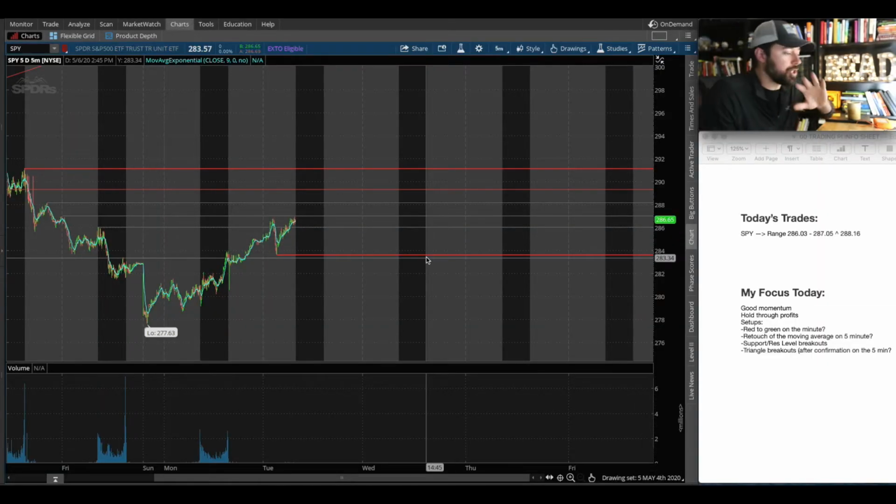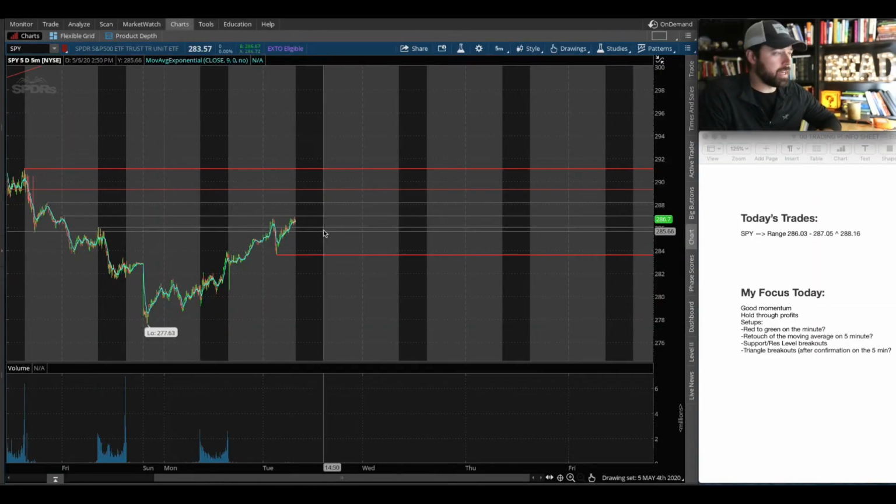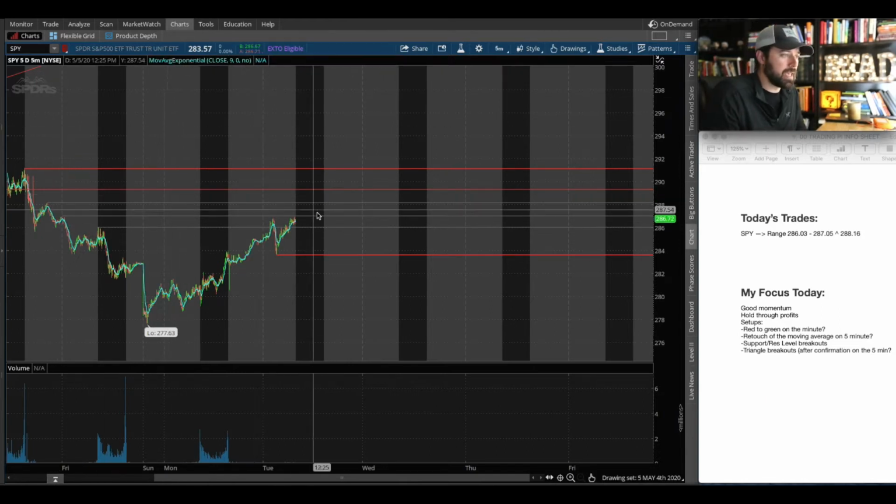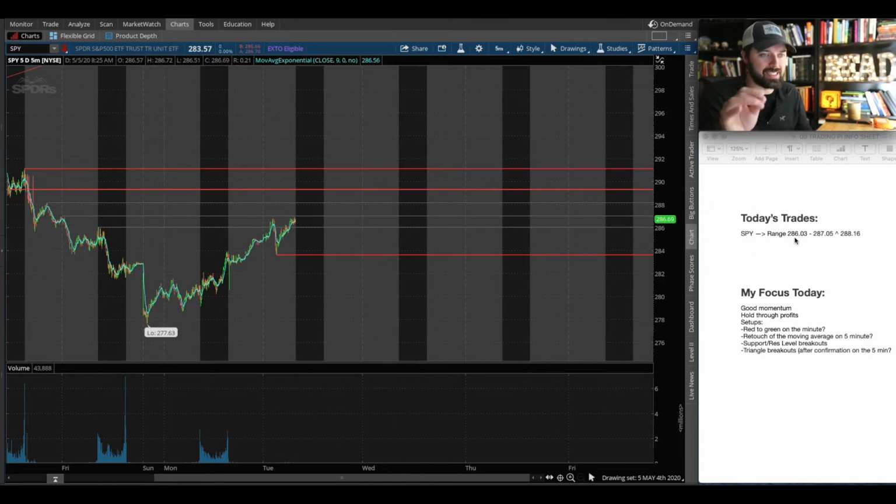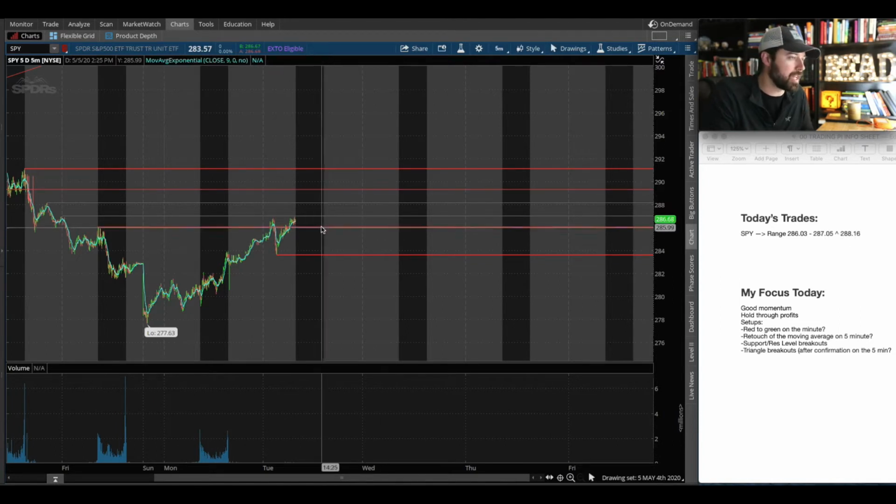Okay, so I just got into TD Ameritrade and we're looking again at SPY, which is an ETF of the S&P 500, and I am looking to trade the SPY ETF within this range of about 286.03 on up to 287.05, or if it breaks through 287.05 up to 288.16. So that is represented here.